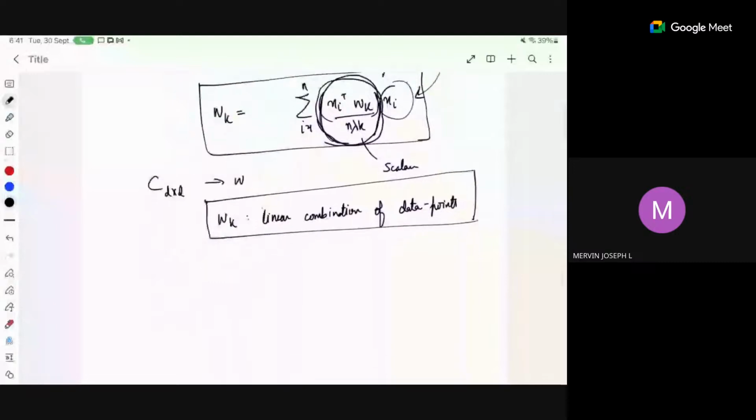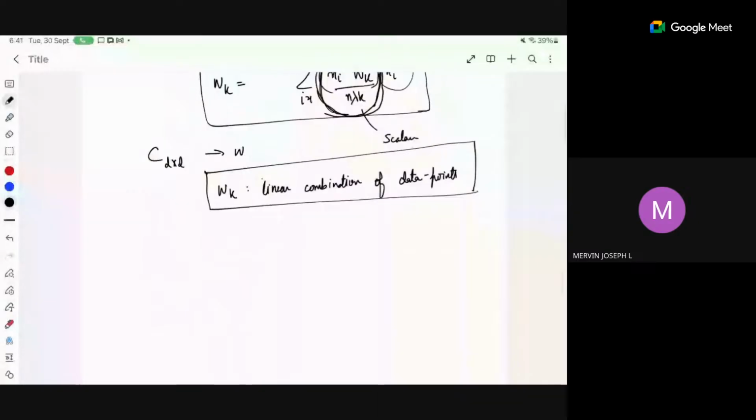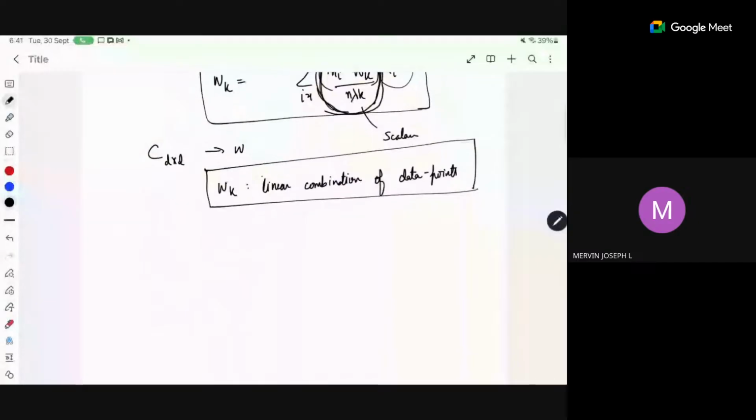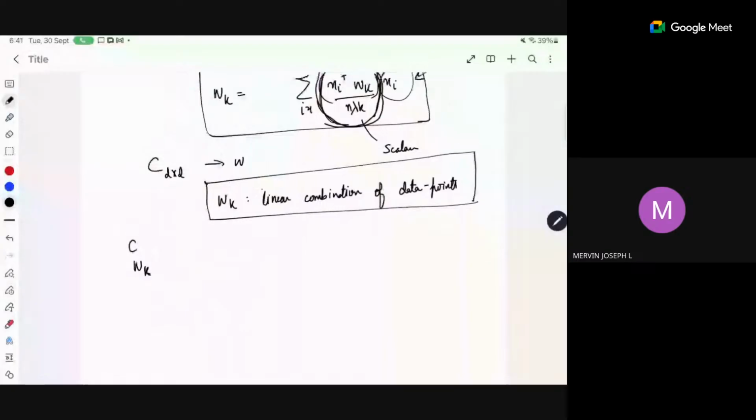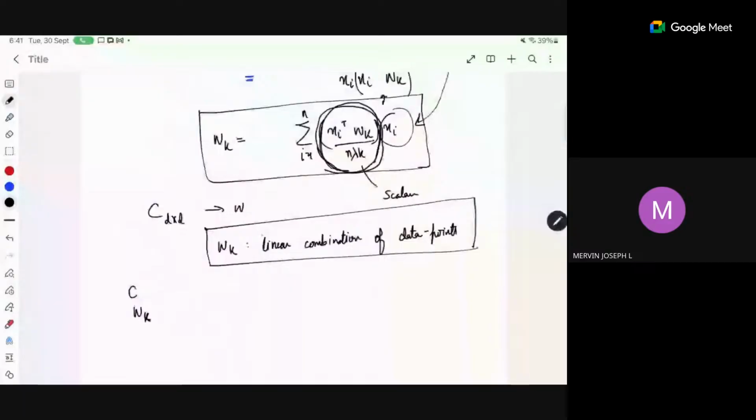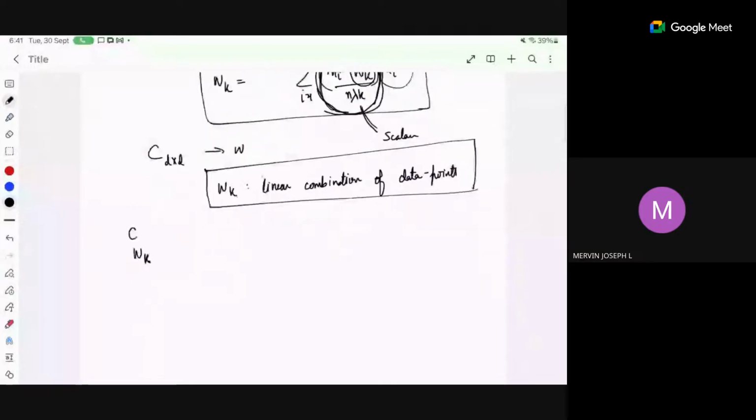Now, let's start from the very start. We had this covariance matrix C. We tried to find the eigenvector for this covariance matrix C. But what we saw is that to find this wk, we need wk itself. Even though this is a scalar, to get the scalar I need wk. So to find wk, we need wk. So we have to come up with some other alternative. So what can that alternative be?